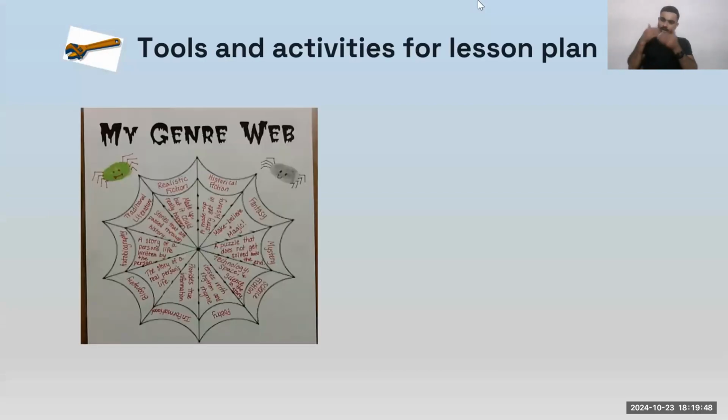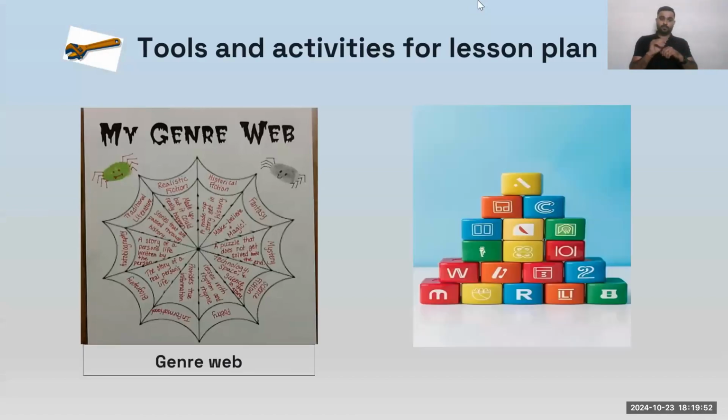So the two tools we have on our screen are the Yawner Web and the Vocabulary Tower. Please do write in the chat box, have you ever heard these two words, Yawner Web and Vocabulary Tower? Let me help you understand what these tools are that we can incorporate in the lesson plan. So first, quickly, let's talk about the Yawner Web.